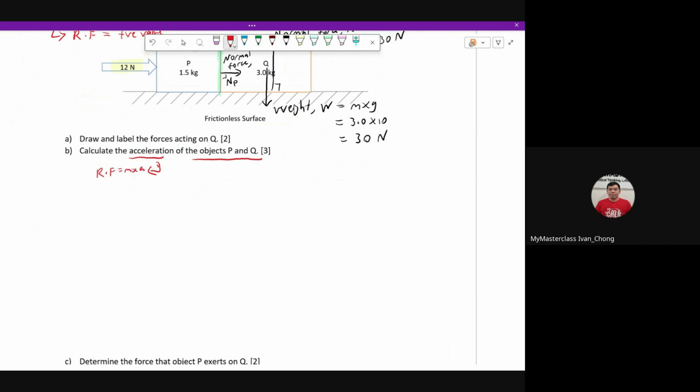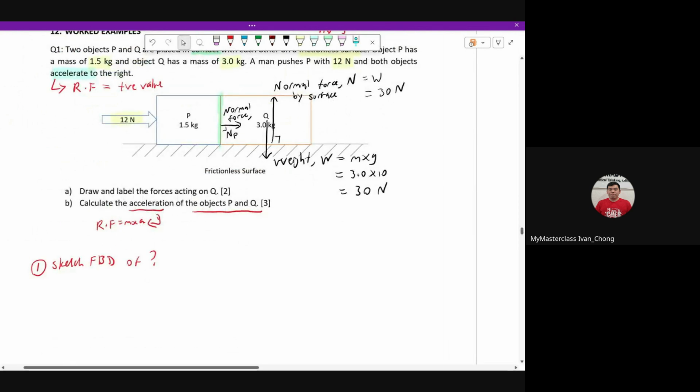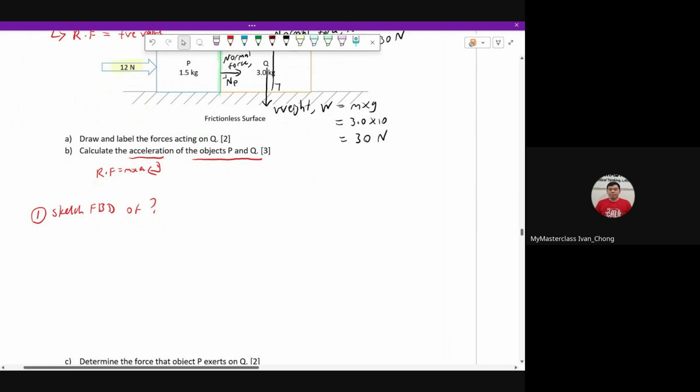Okay, so the first thing we want to do is step number 1. You want to sketch your free body diagram. But now the question is, what free body diagram do we sketch? Do we sketch P? Do we sketch Q? Now, if we just use Q, you'll notice that we have this unknown normal force. So we cannot use Q to solve. But if you try to draw P by itself, you also notice that there's going to be a normal force here. So when we want to find acceleration itself, we'll use both objects.